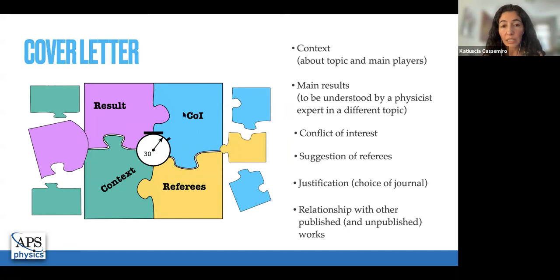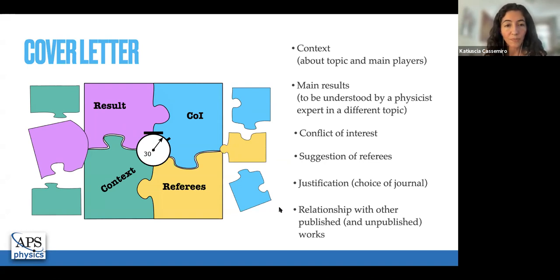For example, if you are aware of a conflict of interest and you would like us to avoid some referees, tell the editors, and you may also suggest a few referees. It's always good if you can address the acceptance criteria of the journal, and so you justify why, among all journals, you decide to submit to us. So tell me the reason, and if there is any relationship between your article and any other one that you are about to publish or that is under review somewhere else, it's good that you mention it.